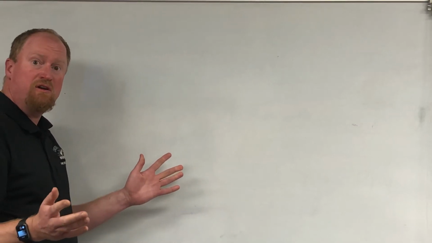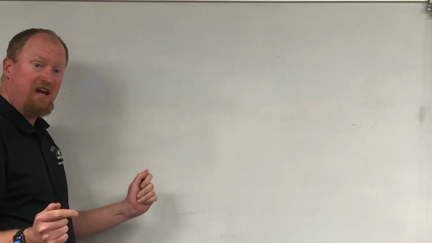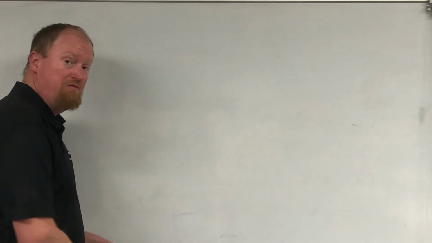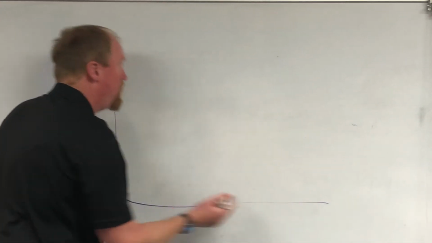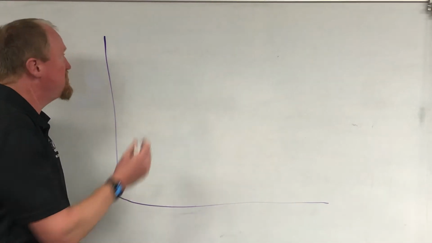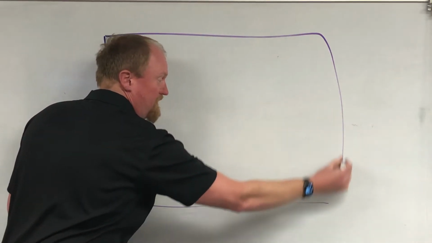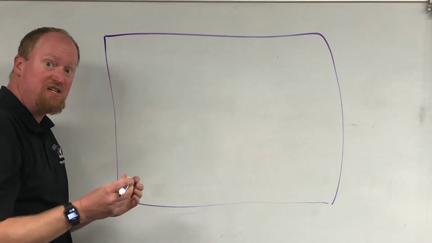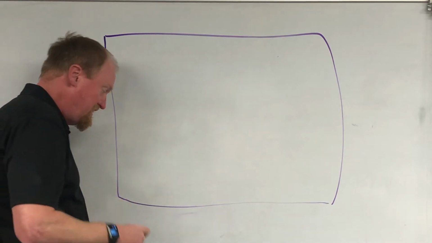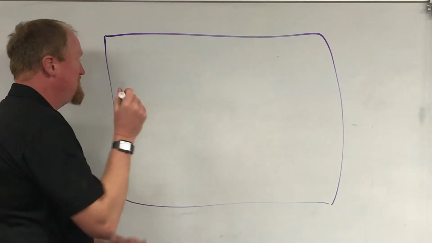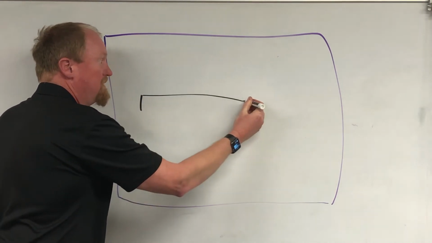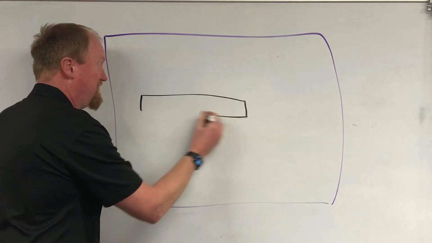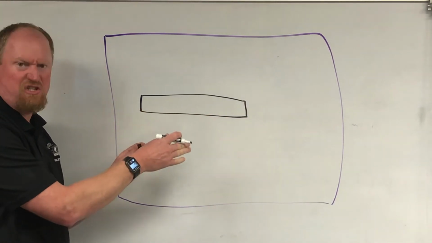So how do you convert square miles into acres? They're very different things. A square mile is over 5,000 feet in each direction, 5,280 to be precise. And an acre is kind of a weird shaped thing. It's 66 feet by 660 feet. And this is not to scale.